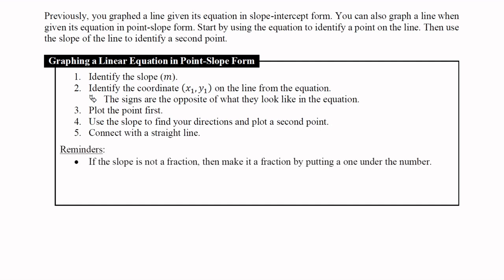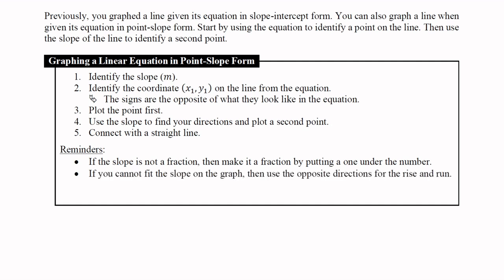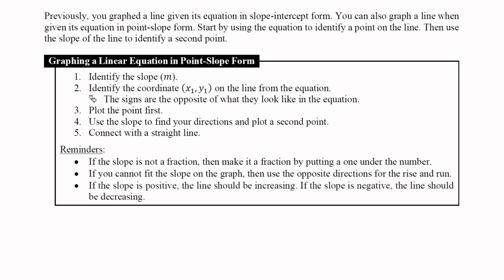Remember, if the slope is not a fraction, then make it a fraction by putting 1 under the number. If you cannot fit the slope on the graph, then use the opposite directions for rise and run. If the slope is positive, the line should be increasing. If the slope is negative, the line should be decreasing. So let's graph the line described by the equation in point-slope form.